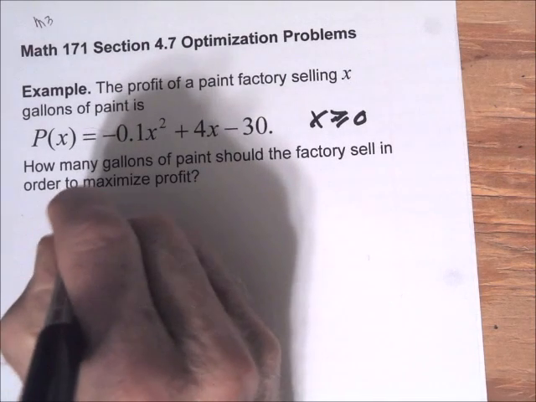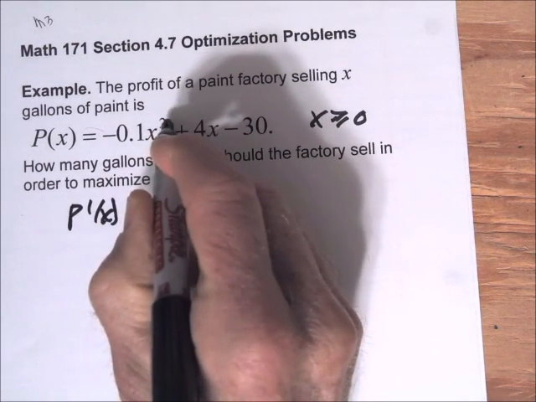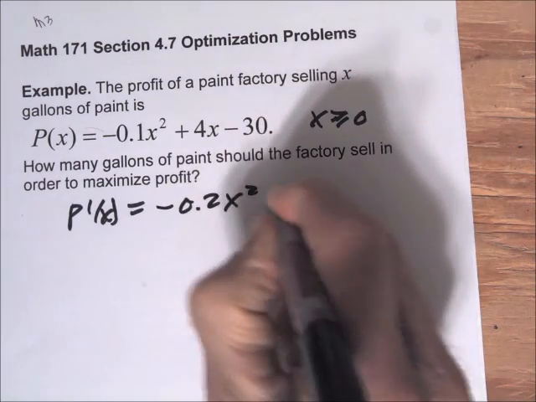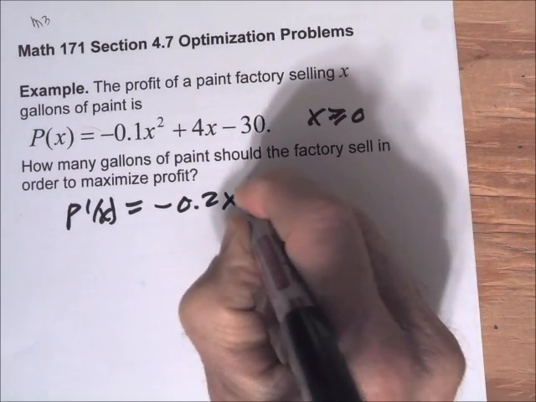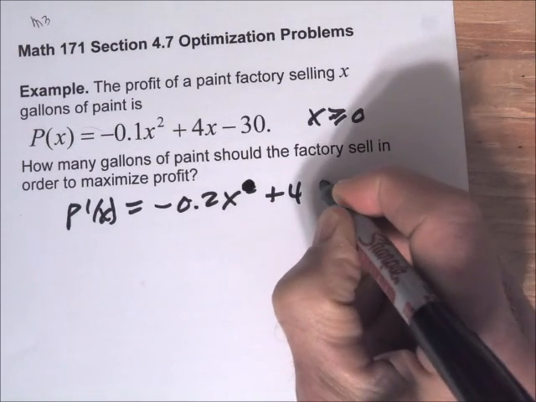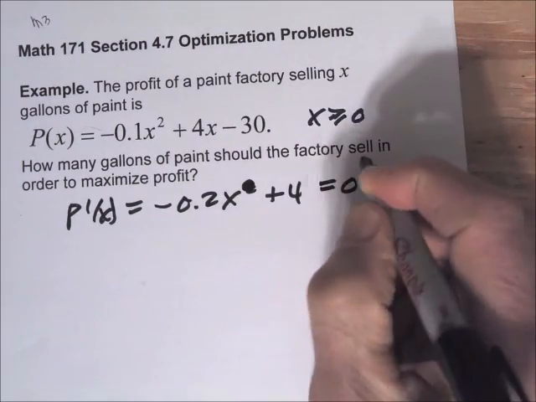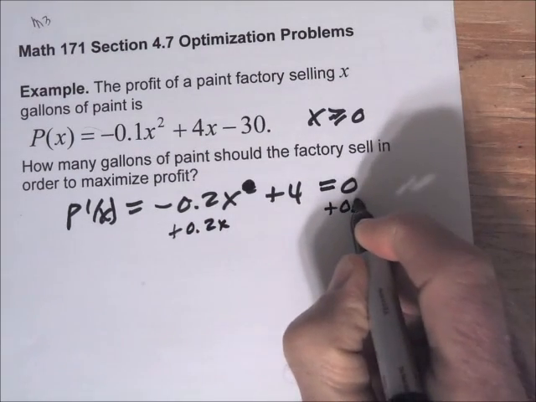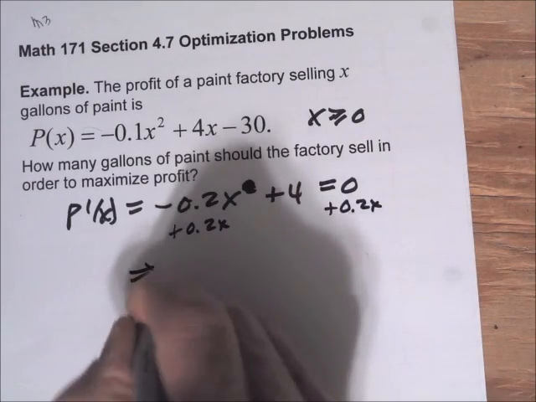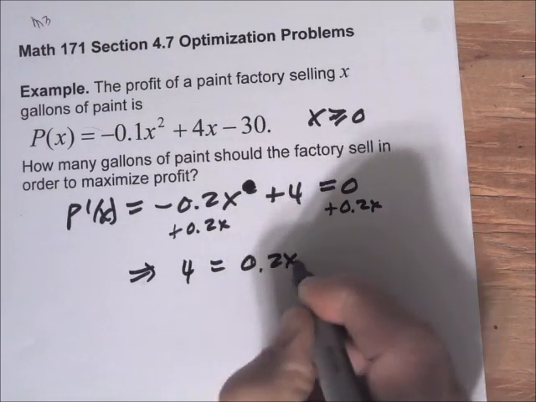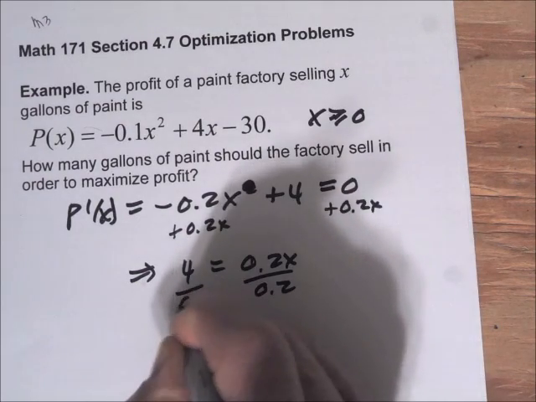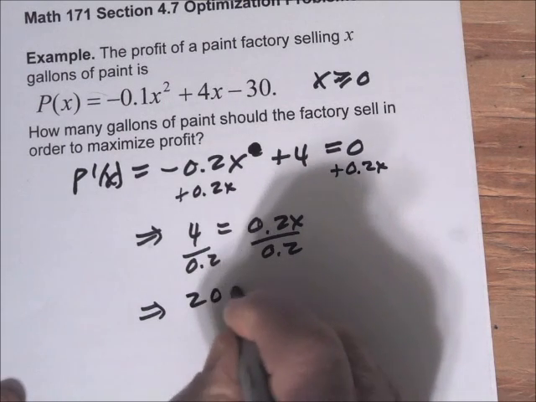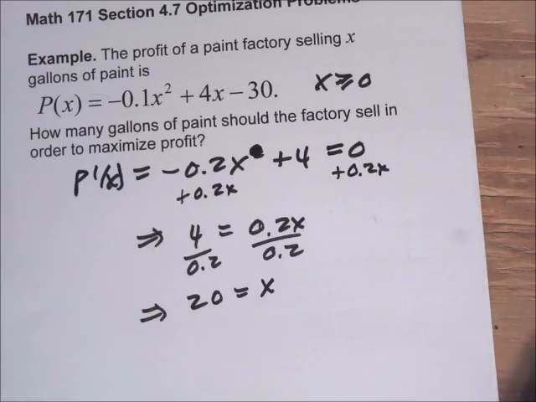P prime of X, the exponent 2 comes out in front. It's going to be minus 0.2 X plus 4. Set that equal to 0. And if we add 0.2 X to both sides, we get 4 is equal to 0.2 X, and divide by 0.2, we get 20 is equal to X. The 0.2's cancel here.